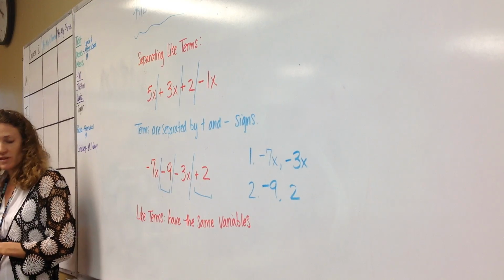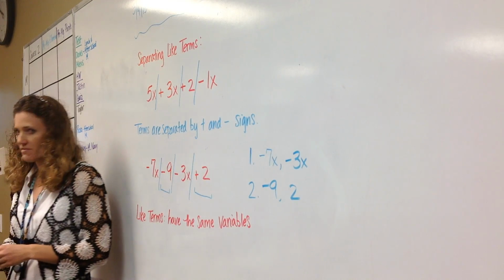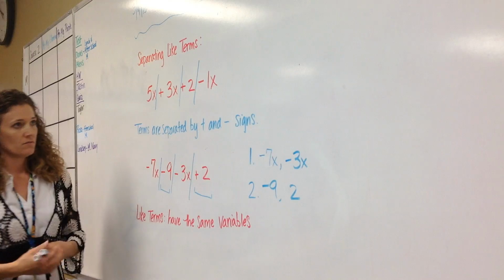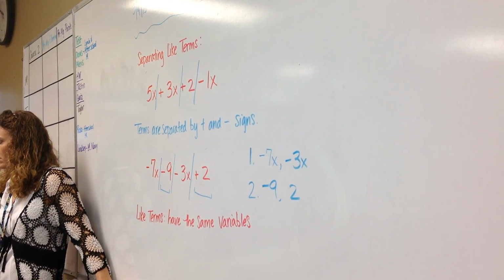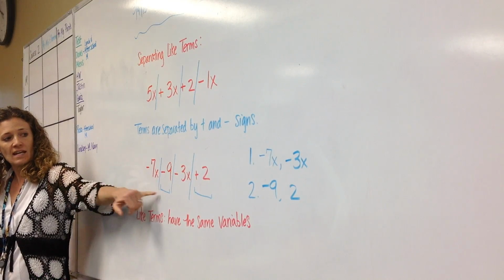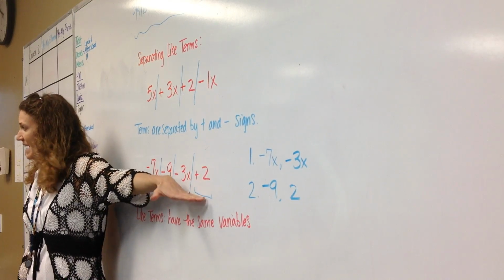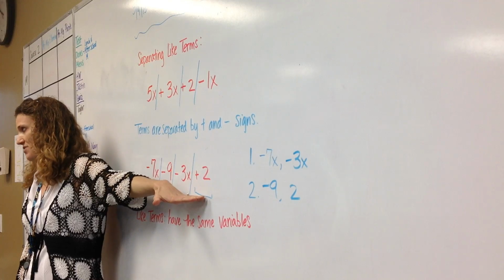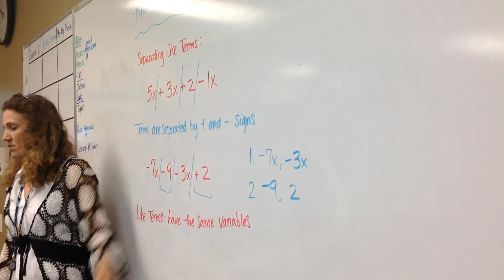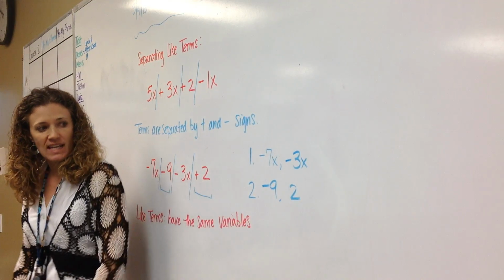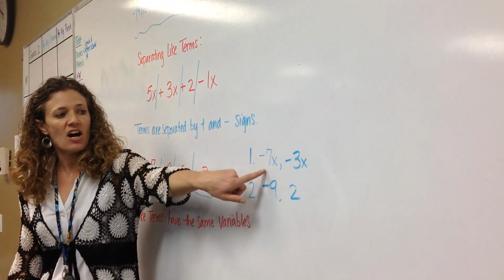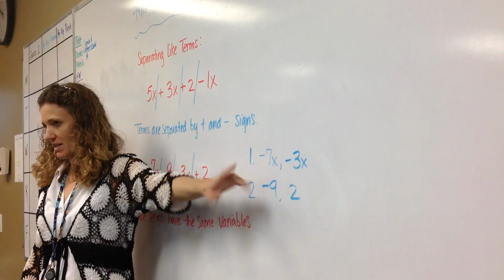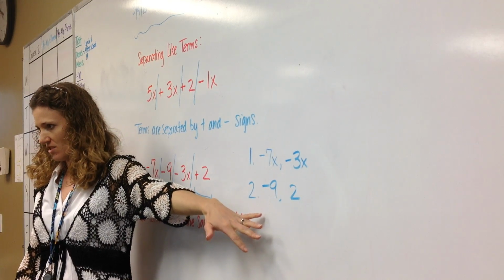Okay, so I'm going to write down one thing and we're going to define everything you're going to have to define on your homework. Negative 9 and 2. They're like terms. We can add them together because they're both constants. Okay, so we're just writing them down as our second set of like terms. Okay, negative 9 is not the same as negative 7x because negative 9 does not have an x. Do you guys see that?